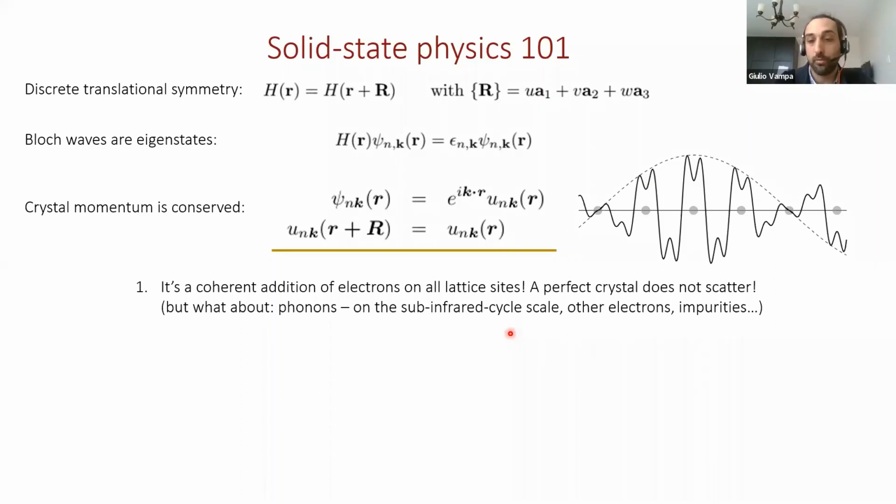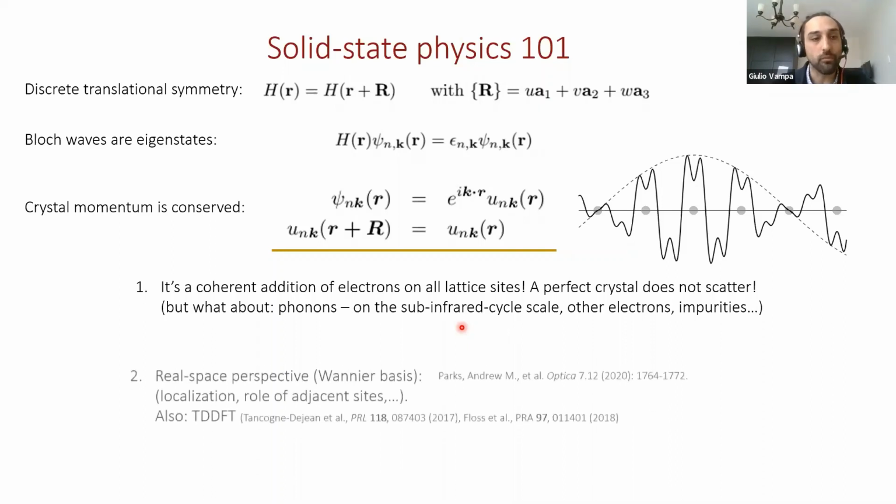What can scatter are impurities or imperfections, such as phonons, where the atoms are not exactly periodically spaced, but some are closer together and some are further apart. Other electrons or impurities, so missing atoms or dislocations and things like this. This is what scatters. It's not the existence of the potential itself.